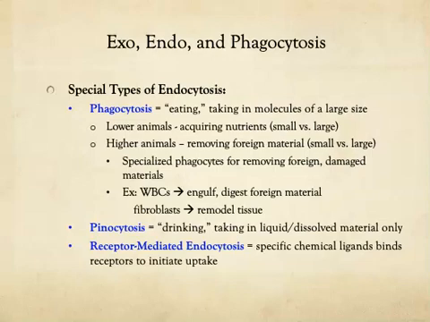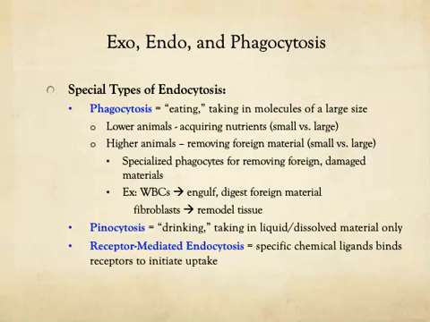Now, another specialized form of endocytosis is called pinocytosis, or pinocytosis, as it's sometimes pronounced. Pinocytosis translates as the drinking cell. So pinocytosis is the bringing in of only liquid material into the cell. Now, of course, there may be some small molecules, some ions dissolved in that liquid. We would still call it pinocytosis, but pinocytosis refers to endocytosis of liquid only.